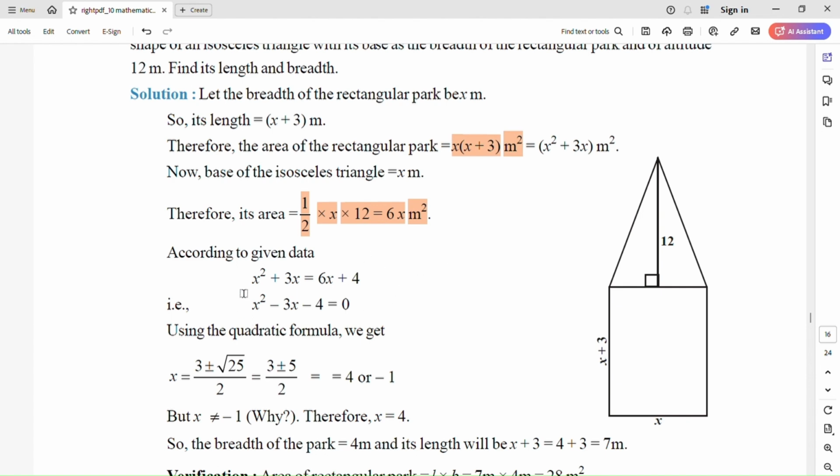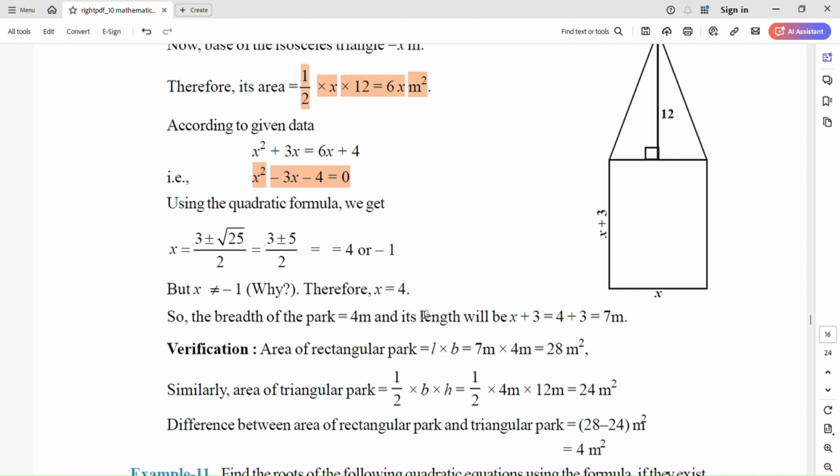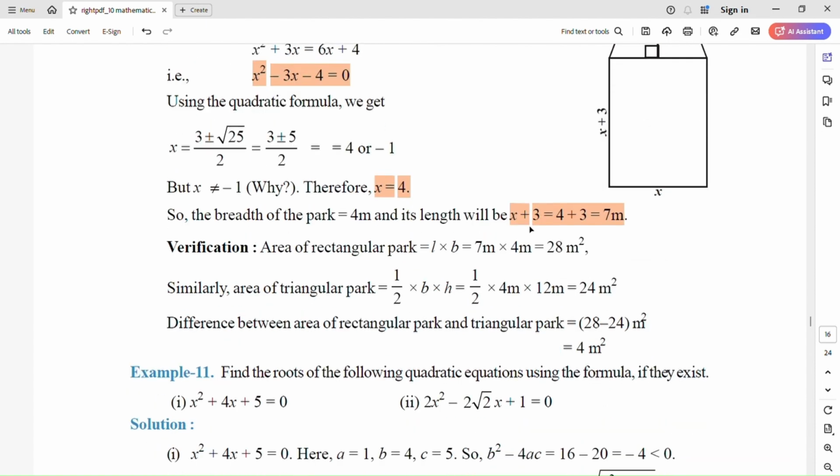Now it is given that x square plus 3x is 4 more than the triangle area, that is 6x plus 4, right? So our final quadratic equation is x square minus 3x minus 4 equal to 0. If you solve, what we will get is x equal to 4 or minus 1. Lengths cannot be negative, so x equal to 4 is the answer. So x is 4, that is the breadth, and the length is 4 plus 3, that is 7. You can verify it anyway.